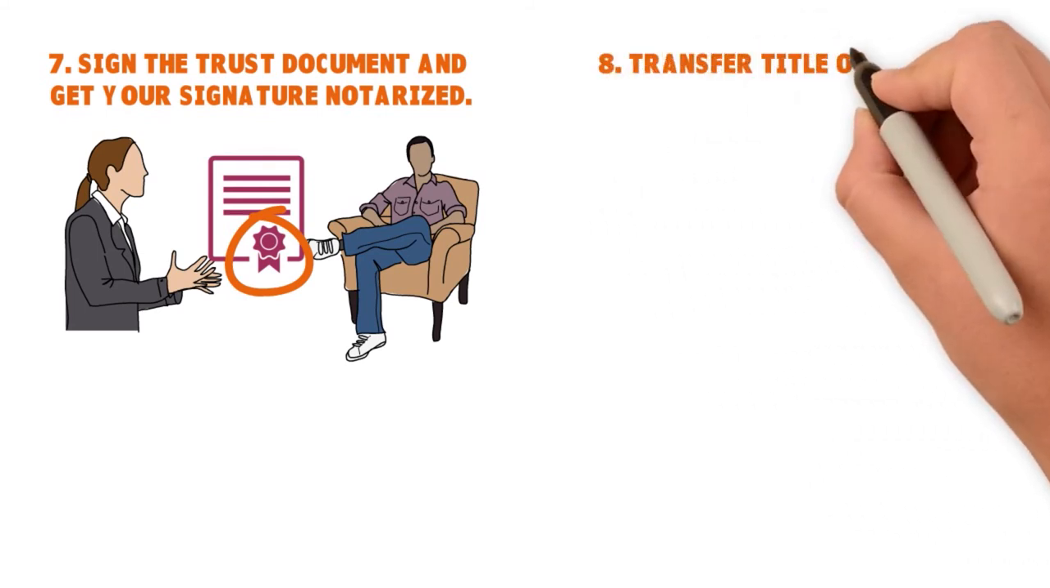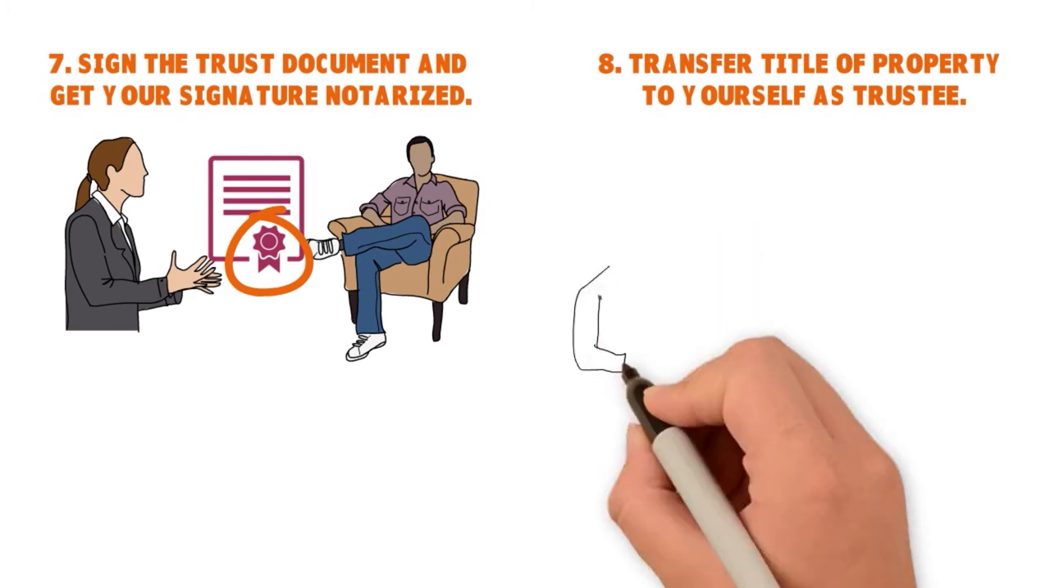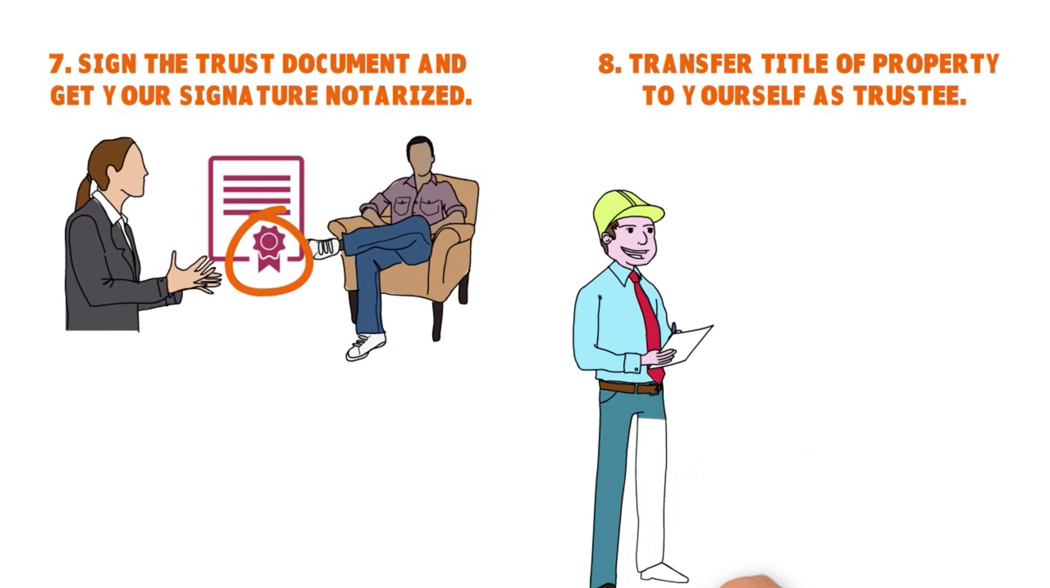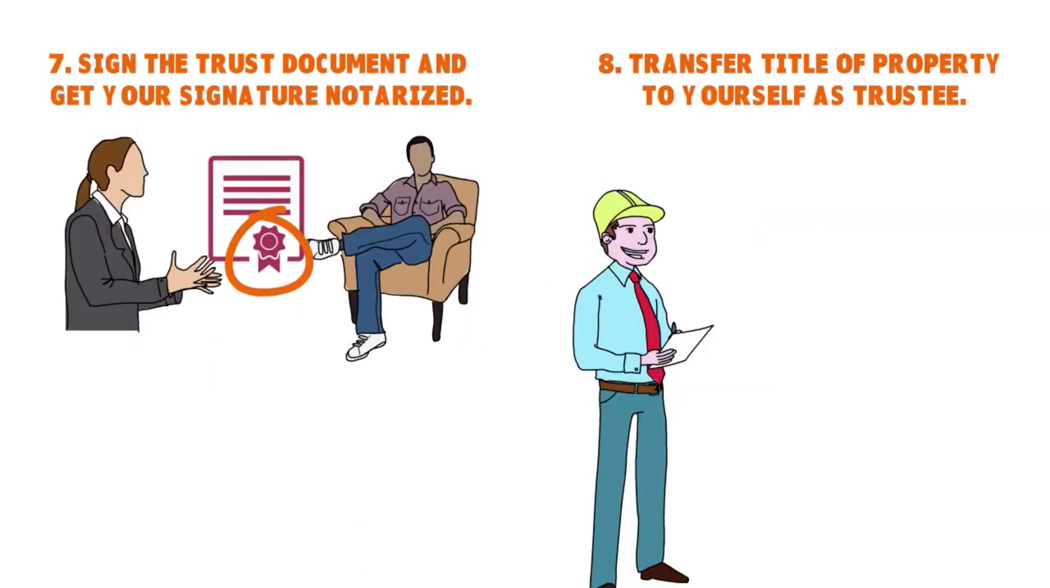Next, you have to transfer title of the property to yourself as a trustee. Remember, I was talking to you earlier about choosing yourself as a trustee and then having a backup trustee, a successor trustee. So once you transfer title of property to yourself as a trustee, you want to guarantee that the property is the trust's property, but ultimately yours. Unfortunately, some people never take this step, even though it is crucial. To make your trust effective, you must hold title to trust property in your name as trustee.